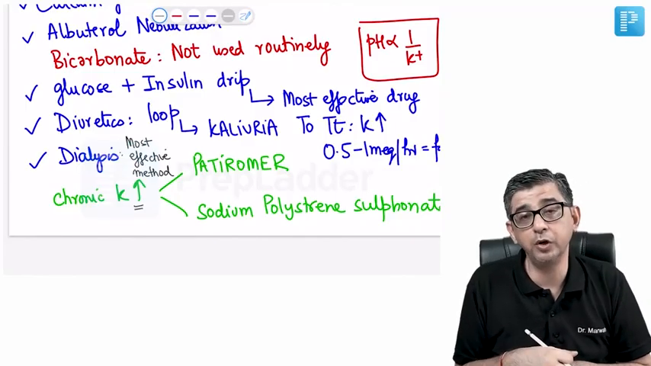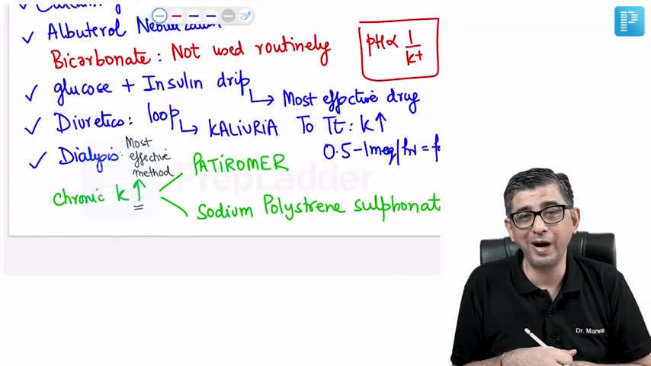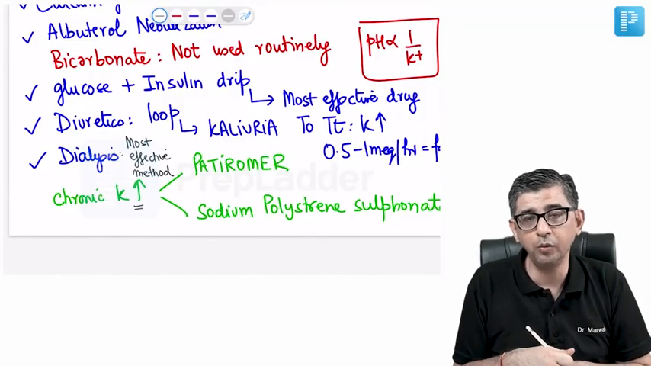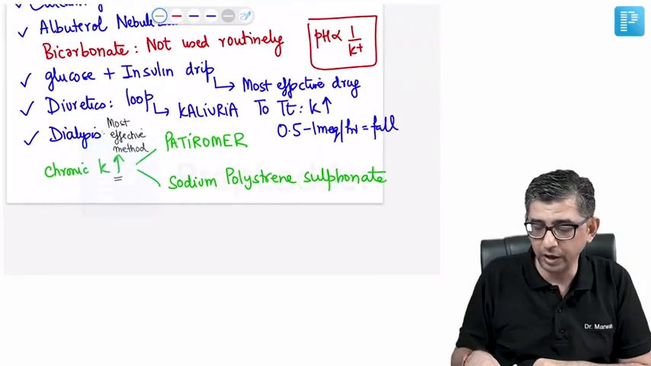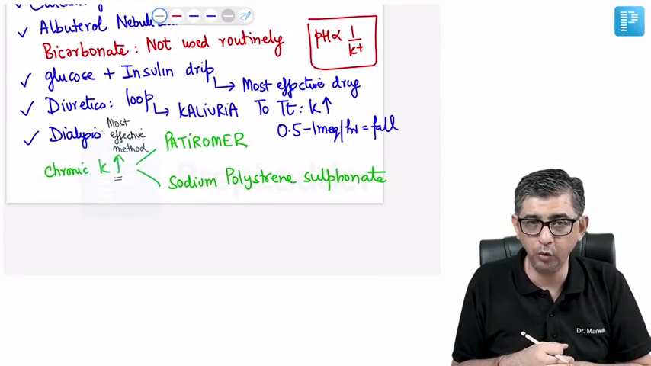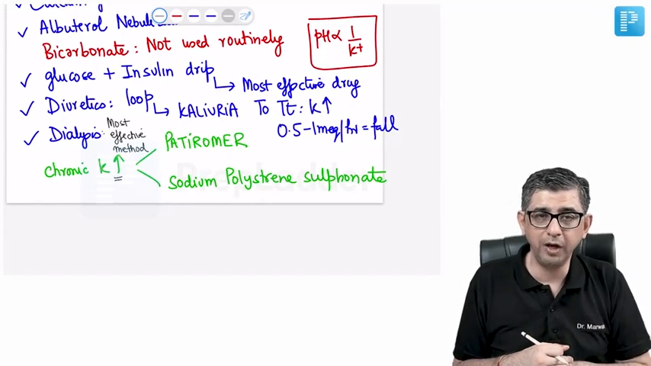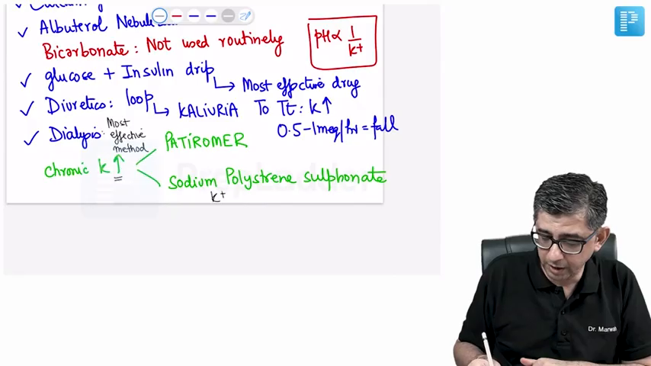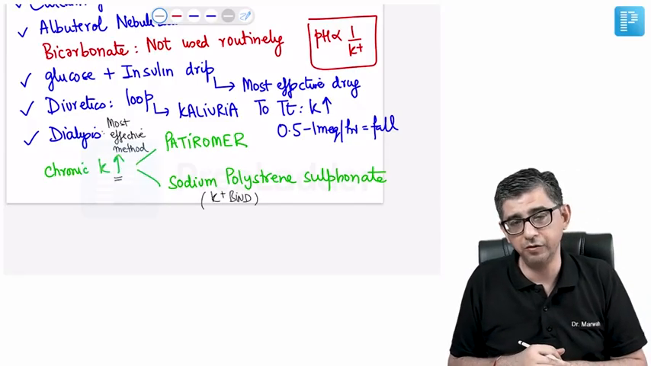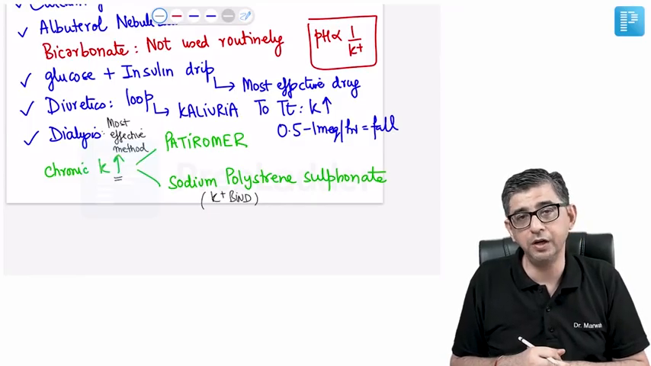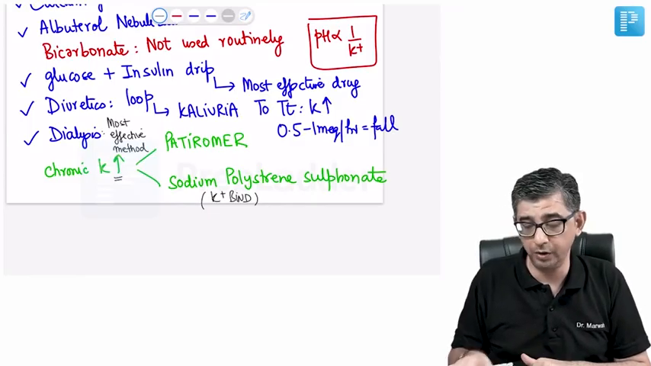For these patients, we shall be using a novel agent, that is patiromer. Drug of choice for chronic hyperkalemia is patiromer, and another agent that we used to use even earlier, which is available even at the moment, can be given orally or in the form of enema. It is SPS, that is sodium polystyrene sulfonate. The brand name you read is K-Bind. So K-Bind is sodium polystyrene sulfonate that can be given in the form of enema to these patients weekly to treat the chronic hyperkalemia component.